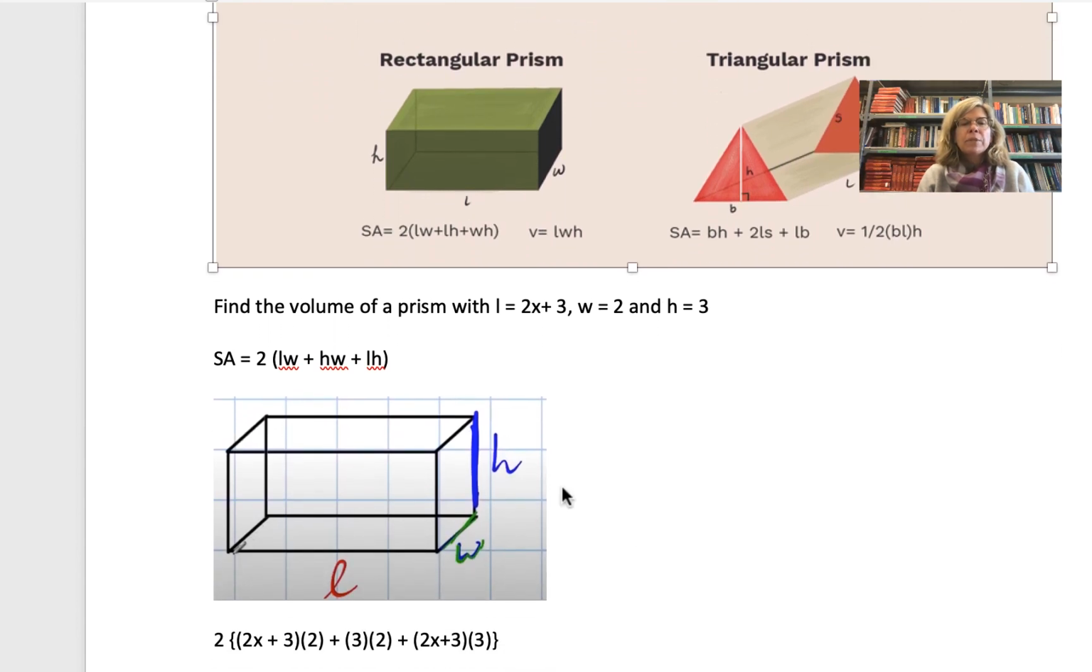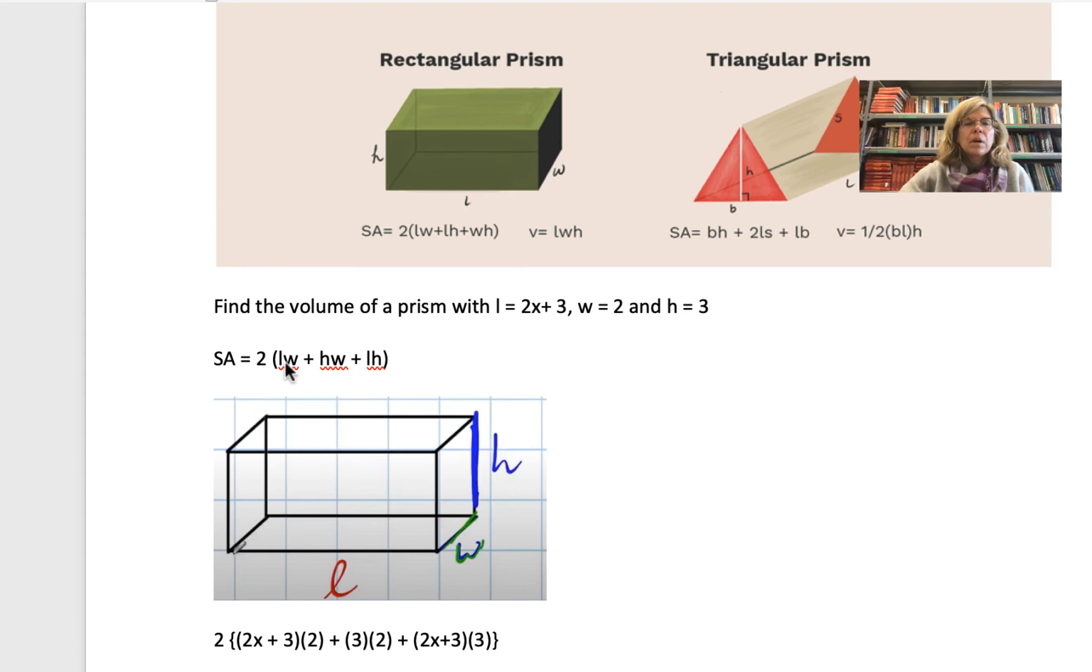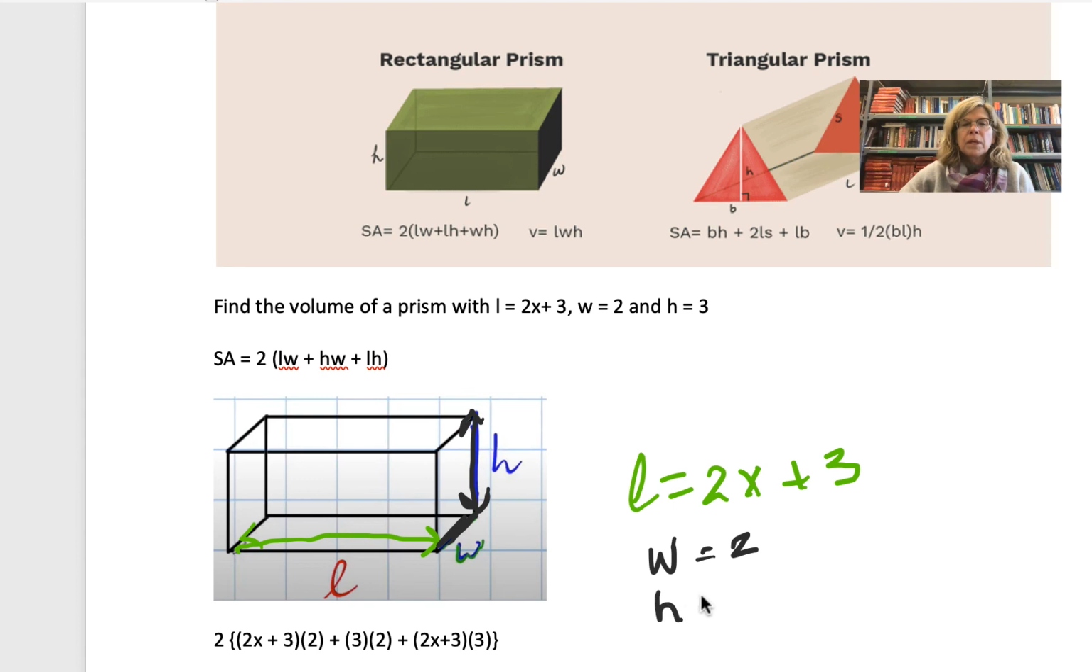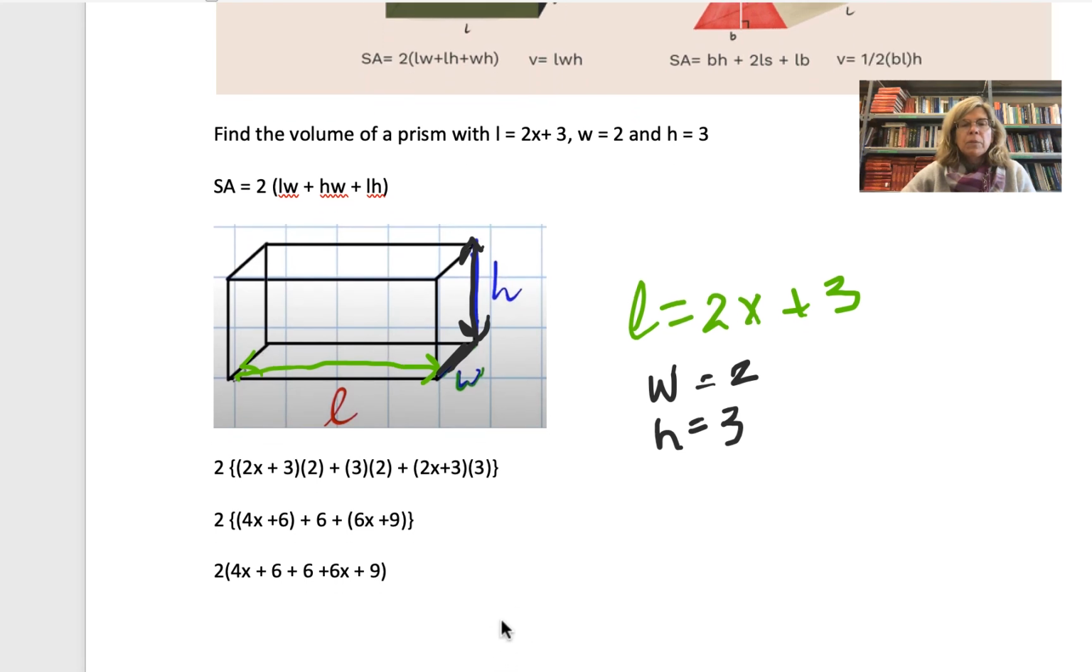Find the surface area of a prism with length equal to 2x plus 3. So L equals 2x plus 3. And then your width is this right here, and that is 2. And your height, which is right here, is 3. Okay. Now I've sort of worked out the problem already here, but I'd like to go through it again with you so that we can work through it together.